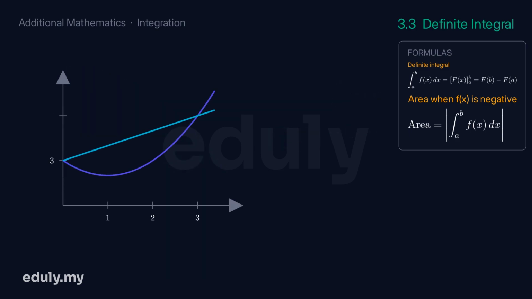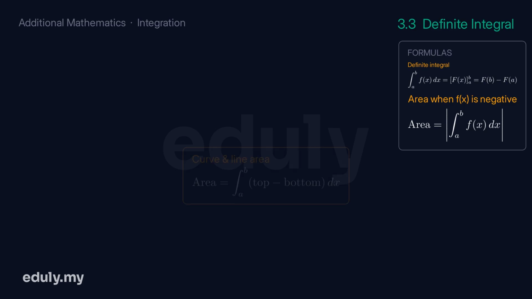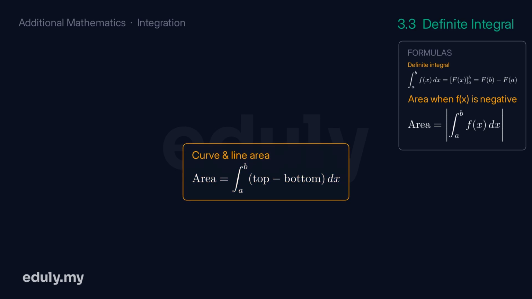When the boundary is a curve and a line together, first find exactly where they cross. That tells you where to start and stop. Then it is always top minus bottom, integrated between those two crossing points, nothing else. Onto the shelf. Area between a curve and a line, top minus bottom, integrated between their crossing points.